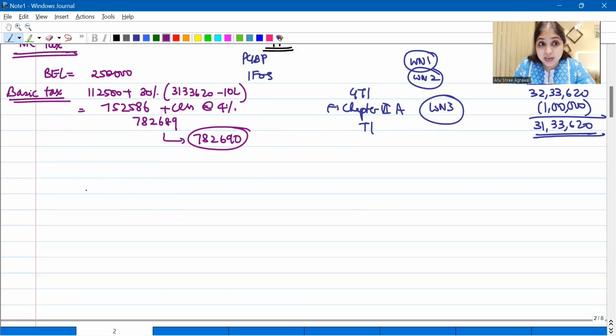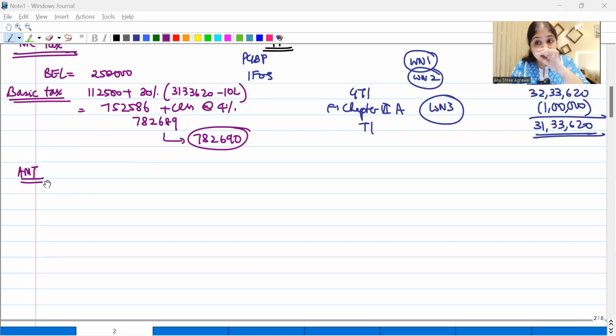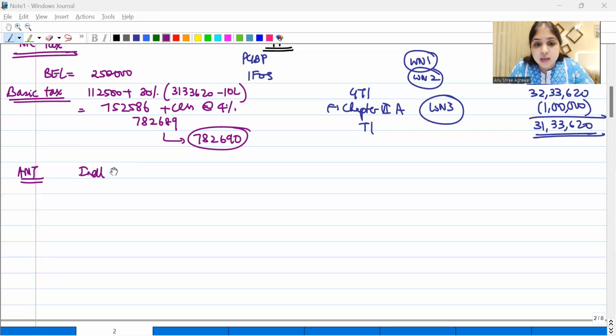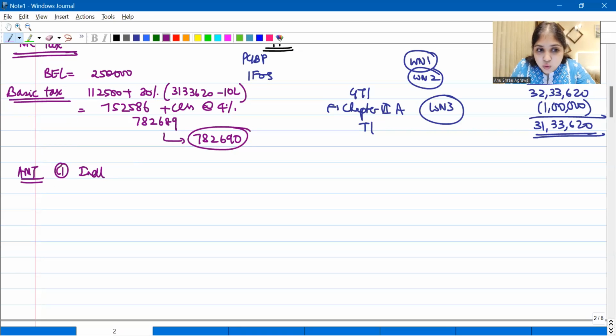Now I'll have to think about AMT. Tell me, is AMT even applicable here? We have conditions. My assessee is an individual over here. Will it apply to every individual? There are totally 2 conditions. Number 1, adjusted total income should be more than 20 lakh. Please correct the mistake here: it should be more than 20 lakh, not at least.